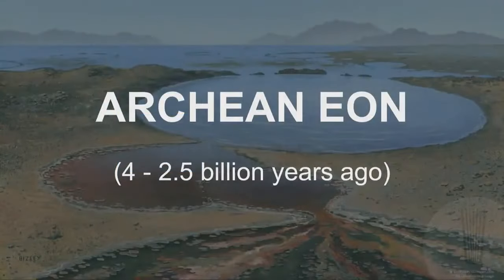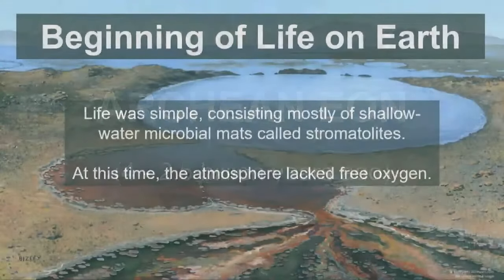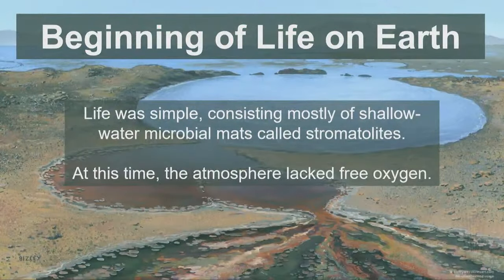We're going to start off with the Archean eon. This was right after the Hadean eon, which is when Earth was really forming. It was called Hadean because it's like Hades, there's a lot of magma, lava, all that sort of stuff. But the Archean eon, from 4 to 2.5 billion years ago, is when life started on Earth. It was pretty simple life forms, mostly shallow water microbial mats, and this is where I like to bring up the topic of stromatolites. I have a collection of stromatolites, including one from the Ozarks. I can't remember the exact genus, but during this time the atmosphere lacked free oxygen, and we're going to see how plants played a part in changing the atmosphere.